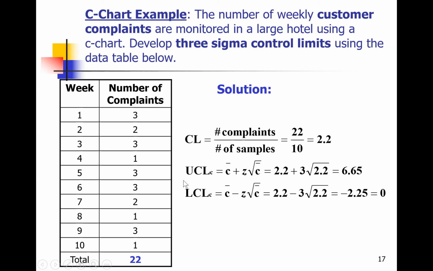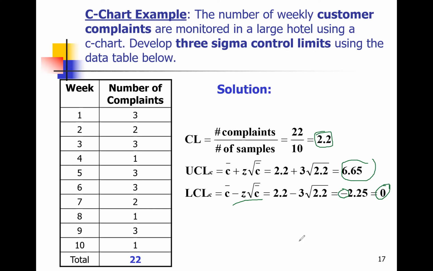The average is 2.2. And you can calculate the upper control limit as C bar plus 3 times the root over C bar. C bar means this one, 2.2. You have to use the root over after the 3, and then this is the upper control limit. Use this formula for the lower control limit too, and when it comes out minus, you will use 0 as the lower control limit.